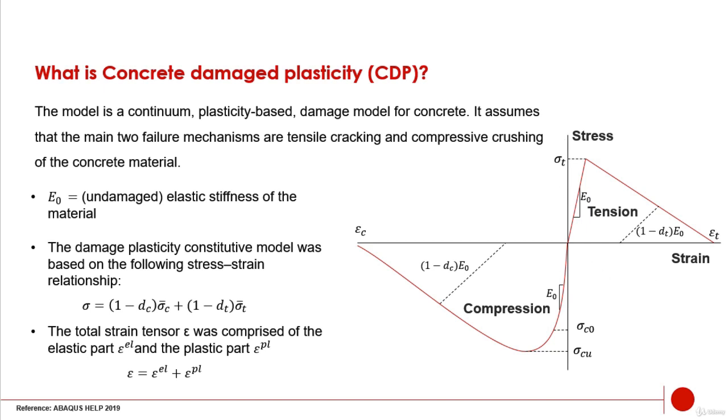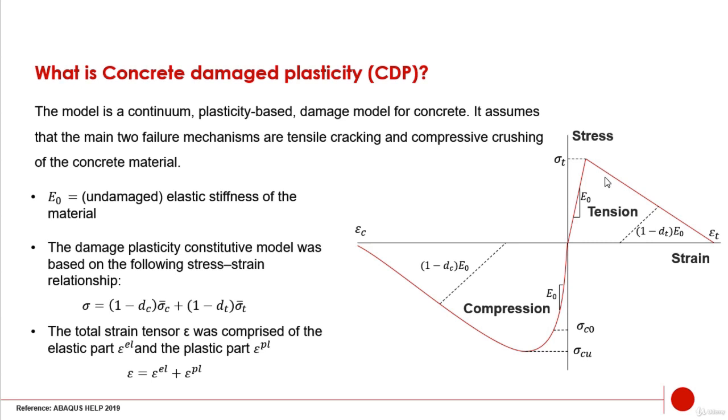As you can see, we have a stress-strain curve, with tension in the positive part and compression in the negative part. Normally the compressive stress is always bigger than the tensile one, because of the behavior of concrete: it has good compressive behavior, but not really good tension behavior. We call this the elastic part, the linear part, the elastic stiffness, which is the undamaged part.